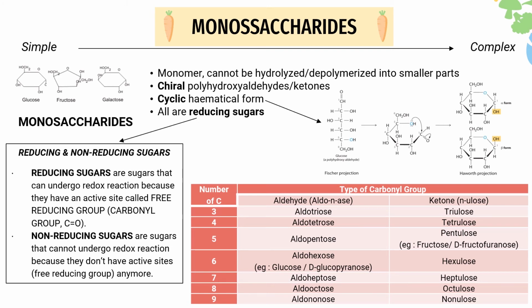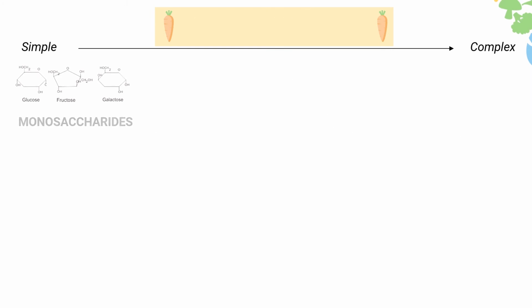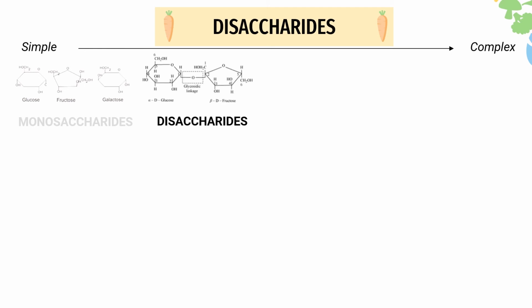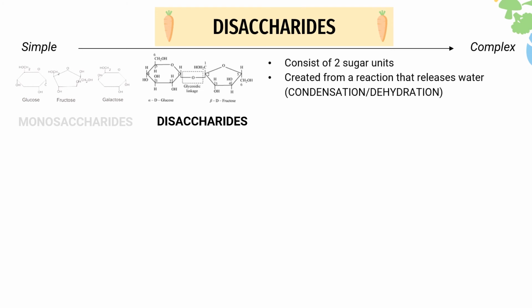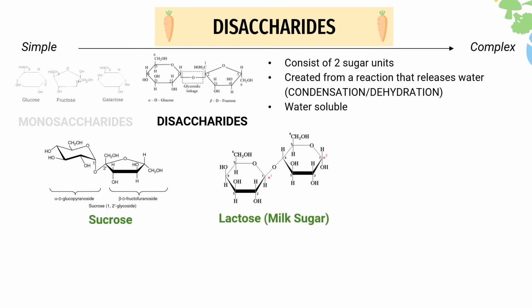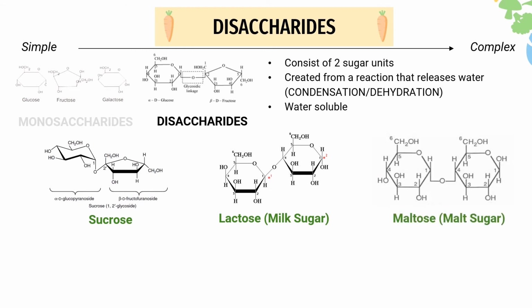Okay, next. When two monosaccharides join each other with glycosidic linkage, they are called disaccharides. The glycosidic linkage is formed through condensation or dehydration reaction of the two monosaccharides. Disaccharides are polar compounds that are soluble in the water. Several popular disaccharides include sucrose, the table sugar, lactose, the milk sugar, and maltose, the malt sugar.